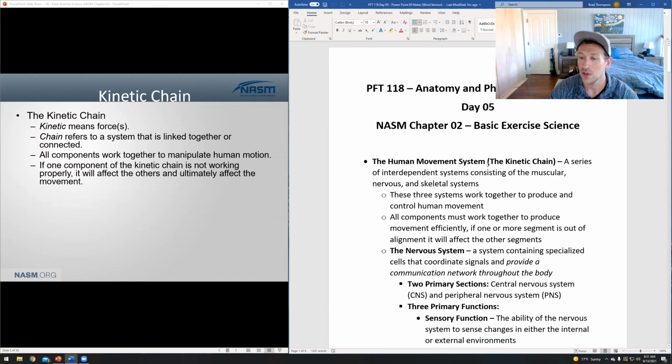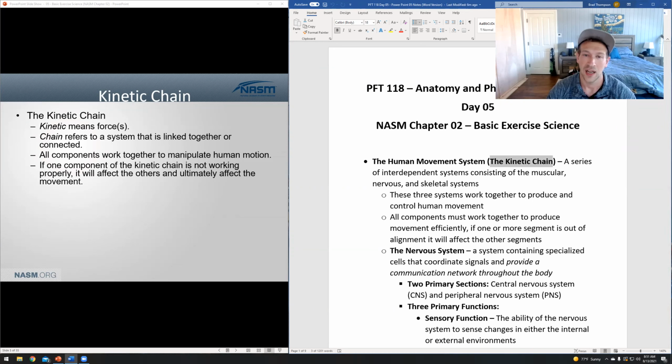So the reason we use kinetic chain sometimes is because it really paints a picture. It's actually a really accurate descriptor of what this system is, right? The word kinetic means movement and forces and things like that, and well, think about what a chain is, right? It's a series of links all together. And if any of those links are out of whack, it's going to affect the other ones, right?